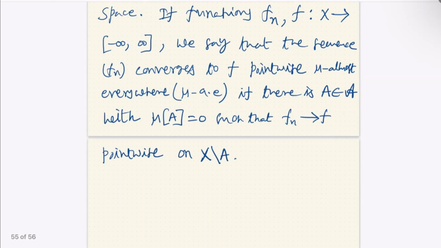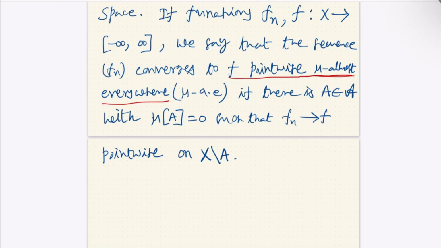Just what I'm saying, actually Fn converges to F pointwise. That is up to there. It is very clear. But now a bit of an extra thing is being added here. Pointwise is fine, but mu almost everywhere. F is pointwise mu almost everywhere.